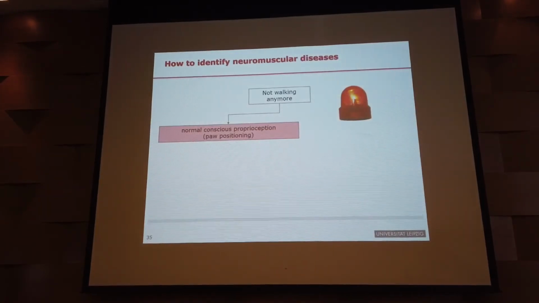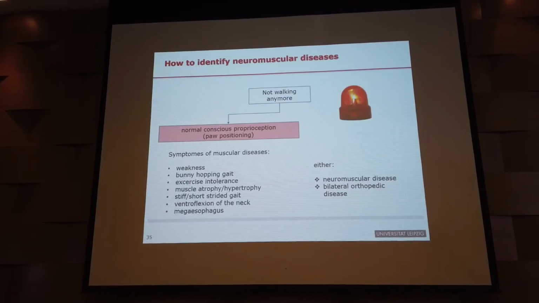Coming back to that image, to turn it around, if there is still conscious proprioception and the animal cannot walk anymore, it's probably not spinal cord disease. Does it make sense? Yeah? So either it's a generalized neuromuscular disease or it can even be bilateral orthopedic disease. And here I have summarized a few other symptoms of muscular disease.